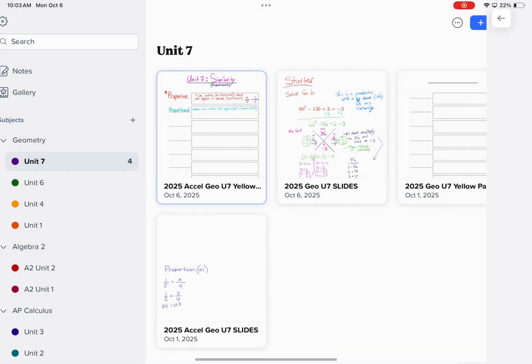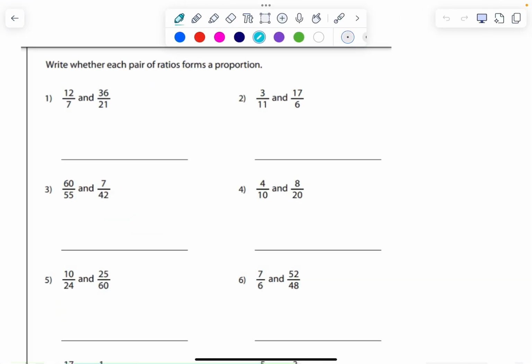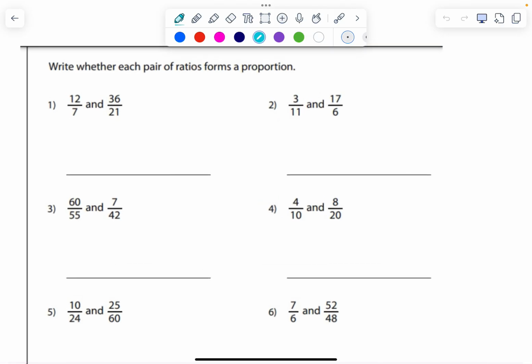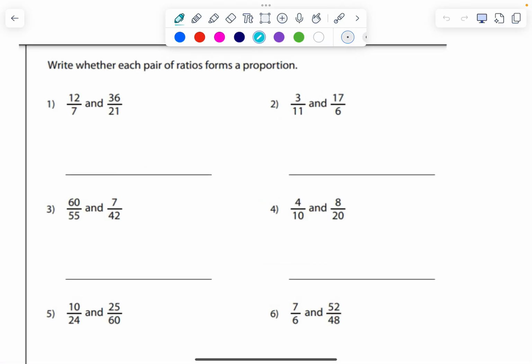So now we know what proportional means. Here's that question again. Write whether each pair of ratios forms a proportion. So here's what I was saying a second ago. You can't just look at some of these and say, oh yeah, those are proportional. You can do a little work in your head. Some of them, it's obvious they're not, but the ones that are close, it's not immediately obvious. So let's look at the first one. Do you see how the top number in both is bigger? So that starts us off by saying, well, it could be.